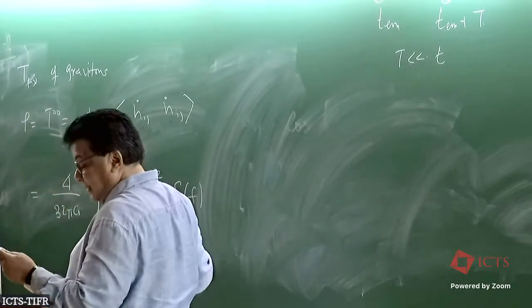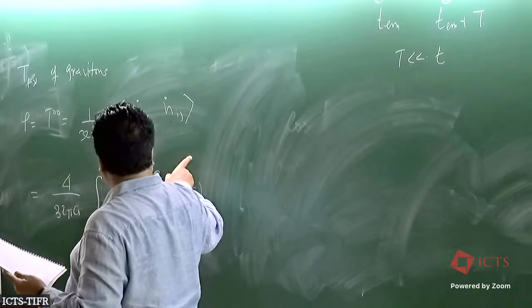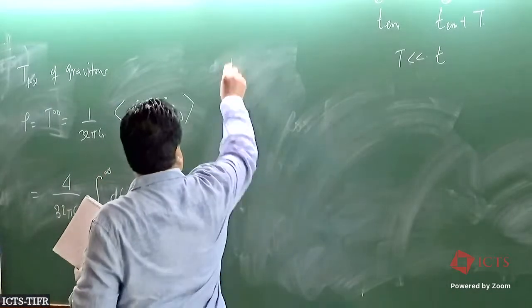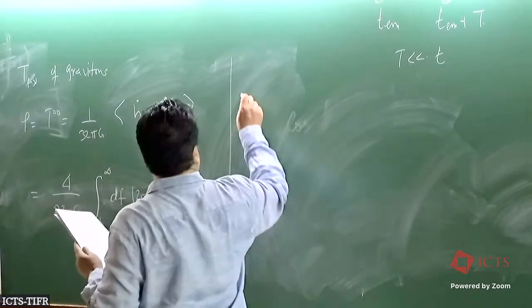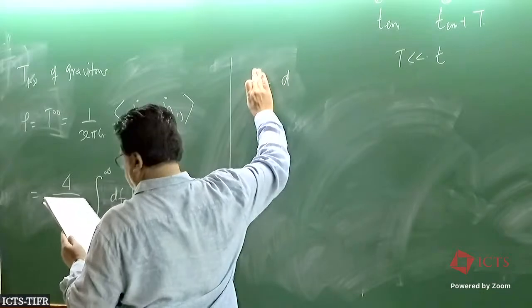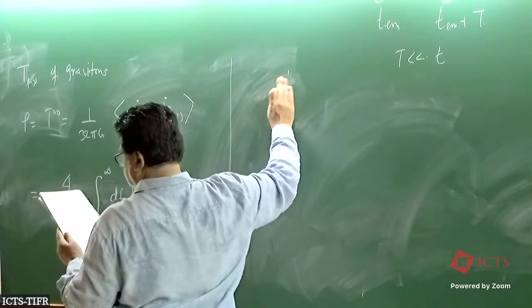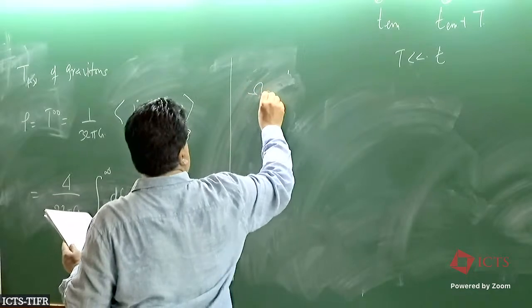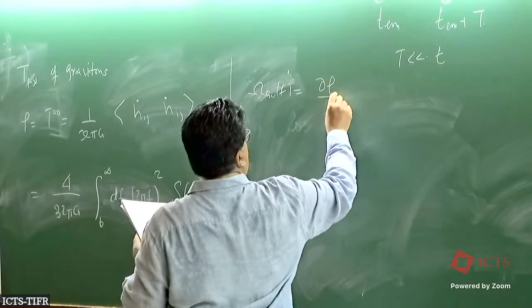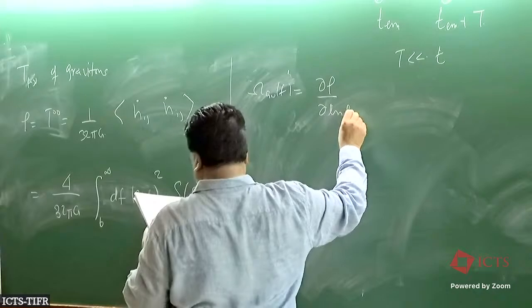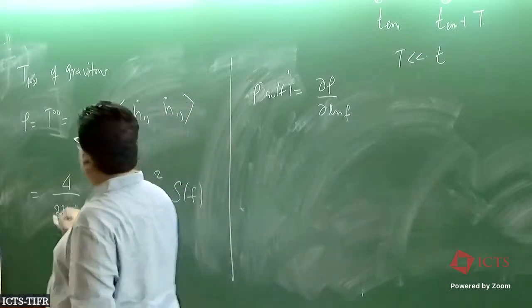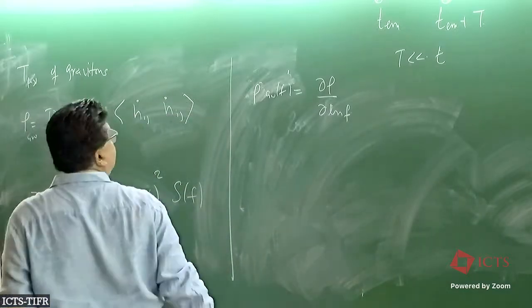where this f is now related to this rho as follows. Rho in the frequency space you define as d rho by d log f. And this is rho of GW.